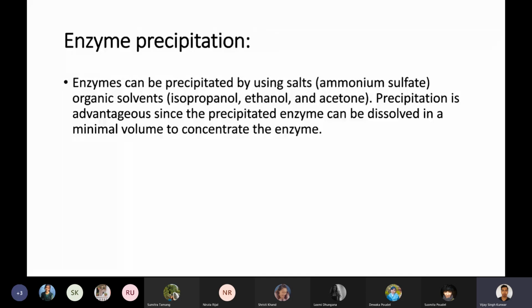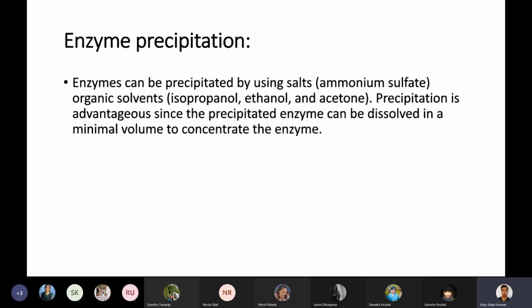Similarly, there is also enzyme precipitation. The desired enzymes can also be precipitated by using salts, such as ammonium sulfate precipitation, or organic solvents such as isopropanol, ethanol, or acetone. Precipitation is advantageous since the precipitated enzyme can be dissolved in a minimum volume to concentrate the enzyme. So precipitation is a very easy way to concentrate the enzyme.